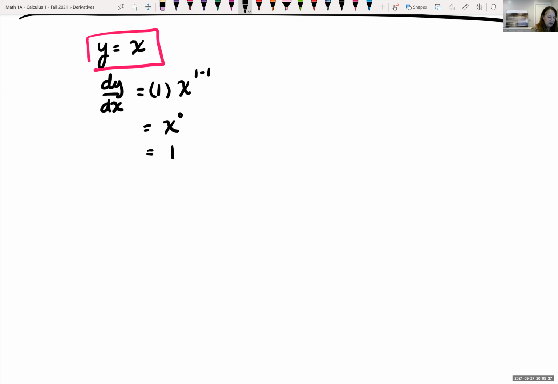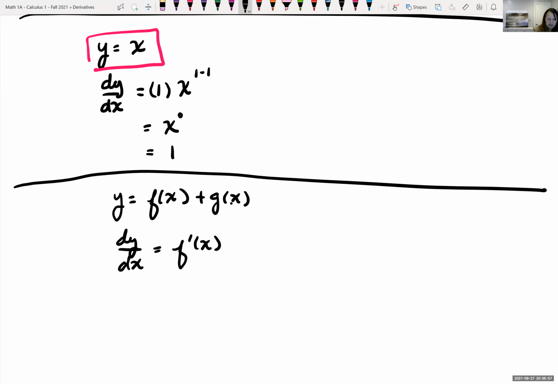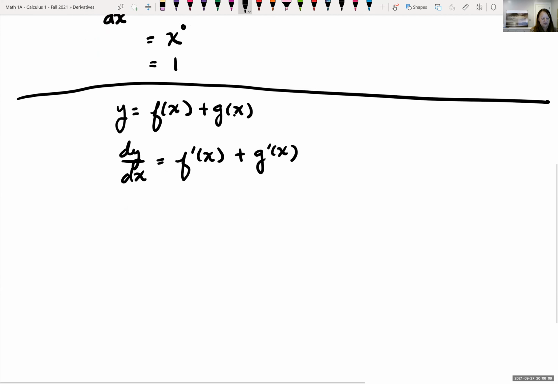Okay. We also saw, I didn't prove it, but I'm going to prove it now, that if we have, let's say, y is equal to a sum of two functions, f of x plus g of x, when we take the derivative dy dx, that's the same thing as taking the derivative of the first plus the derivative of the second function. So let's show that that's a true statement by using the formal definition of the derivative.